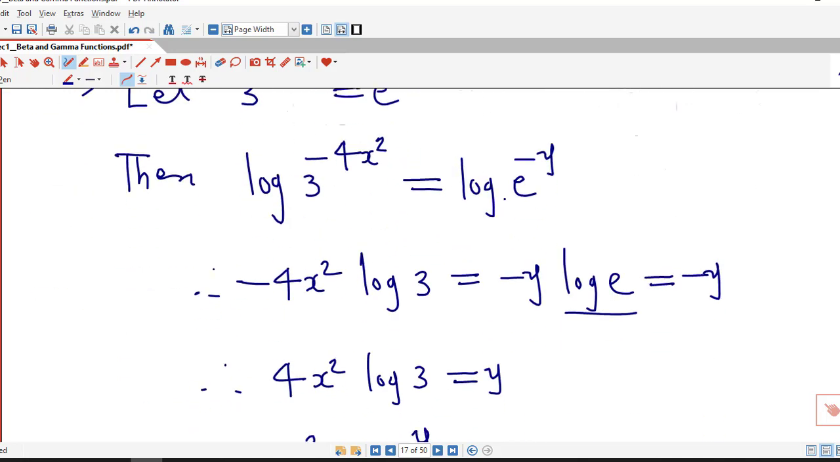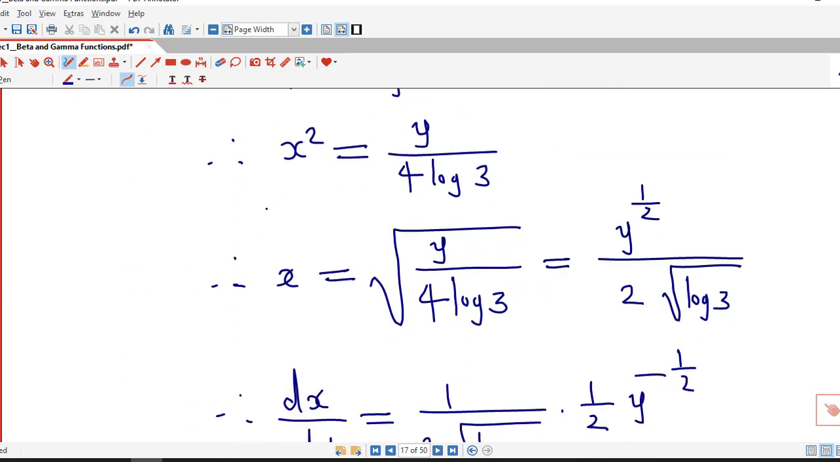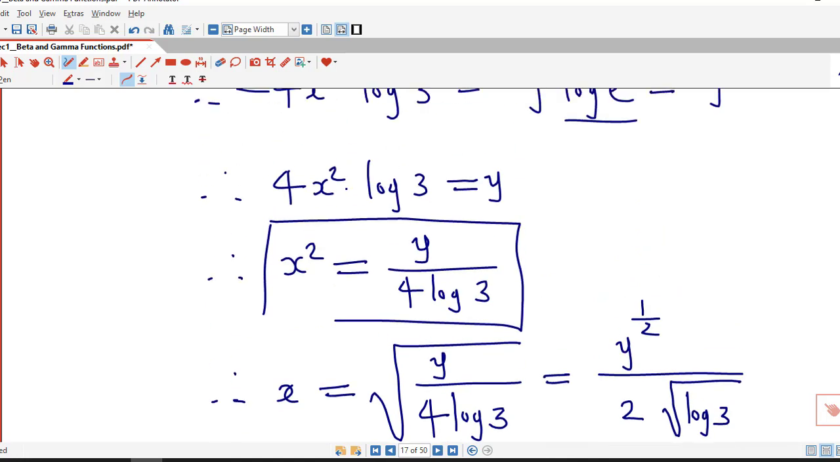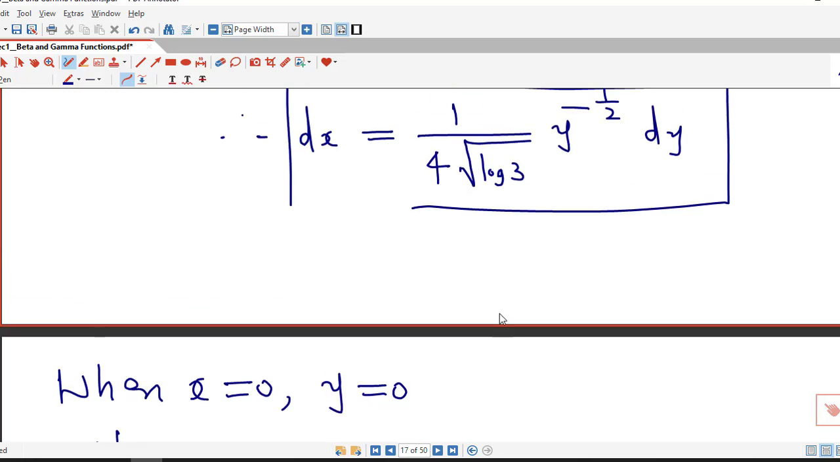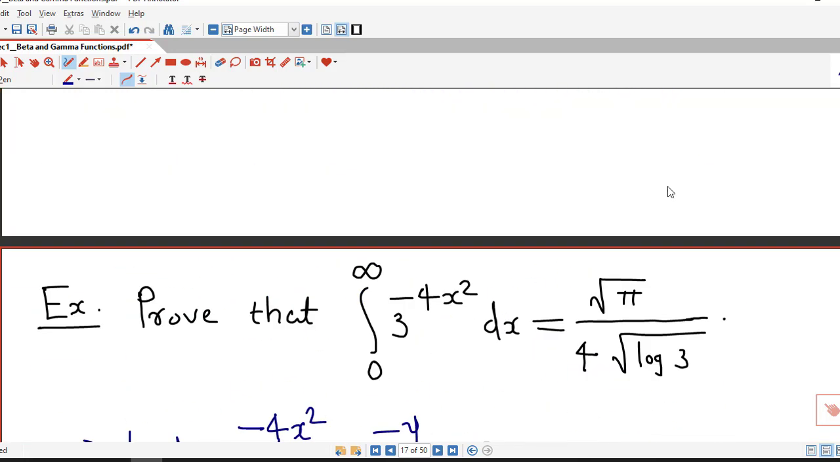then x is 0. When x is 0, we can check the limits of y from this or from this also. Y is nothing but 4x square into log 3. So when x is 0, y is 0, and when x is tending to infinity, y is tending to infinity. So limits of y remains as it is. So now using all these things, we see what we obtain.